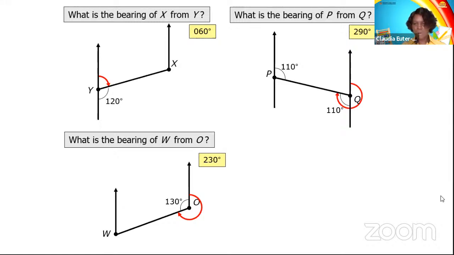Let me just recognize Davia. Based on what Davia said, you're starting at O because it says the bearing of W from O. The word from tells you that you are starting from O, you are at O, you are facing north, you're going in a clockwise direction.